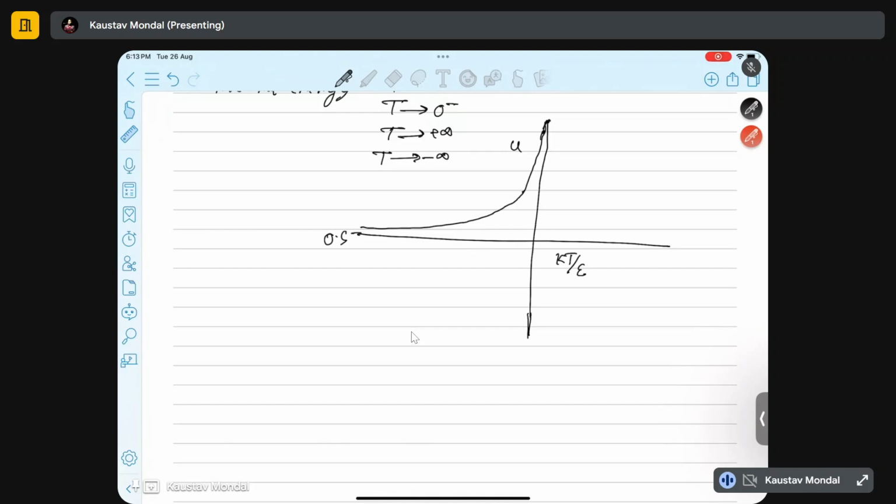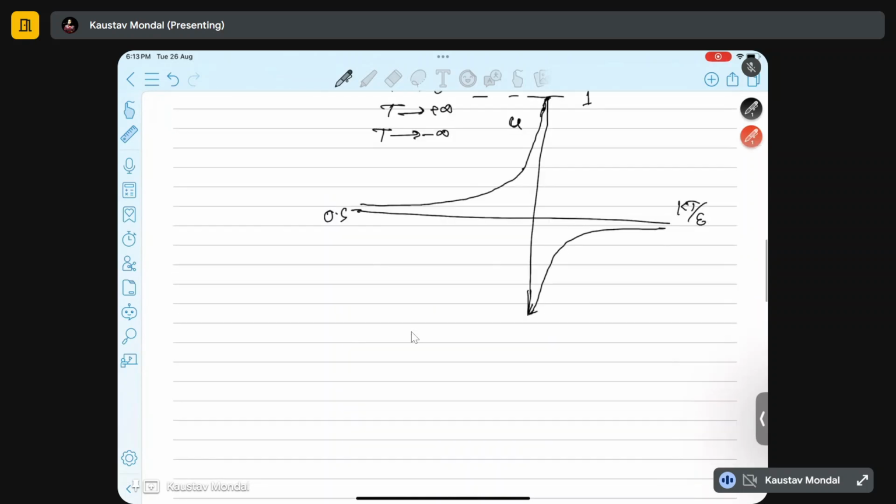Here it gets a value 1, here it tends to 0, and here it tends to 0.5. So this is the internal energy, and this is kT by epsilon. This kind of a curve we got.